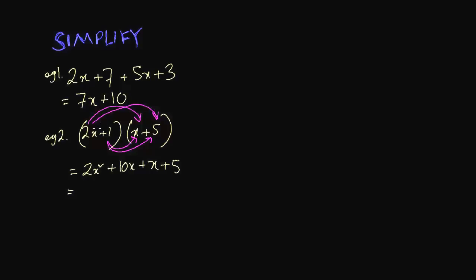So the first thing we had done, we have multiplied it. Now we have to simplify. So 2x squared is 2x squared. 10x plus x is 11x, plus 5 is this. So this is done, simplified. So let's do another example, example 3.